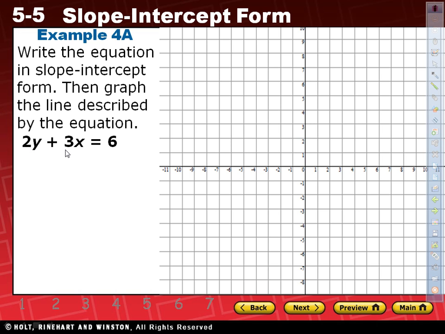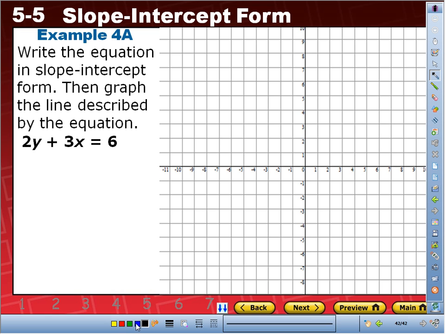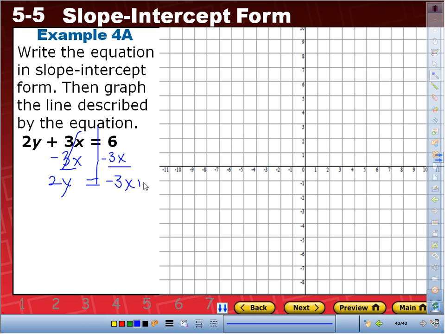However, it's not in slope-intercept form. What do we do? Solve for y. So here we go. To solve for y, I need to get rid of x, so that means I need to do what? Minus 3x, minus 3x. I bring down the 2y equals negative 3x plus 6. What is my last step? Divide by 2, divide by 2. So therefore, y equals negative 3 over 2 x plus, what is 6 divided by 2? 3. So now we already have it written in slope-intercept form. Now we need to graph.